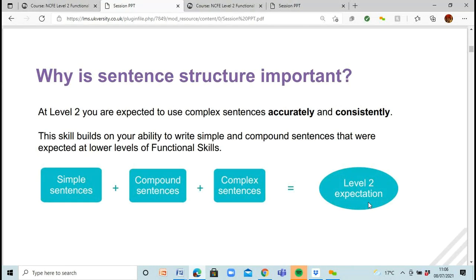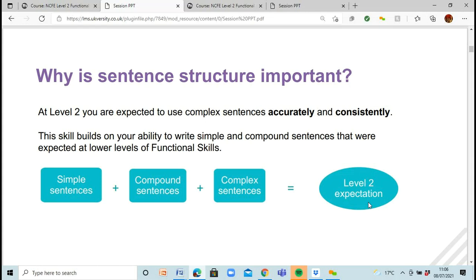So why is sentence structure important? It is important because it really does help you to formulate and make sense of what you're actually doing. So at the level 2 qualifications, you're actually expected to use complex sentences. Now, these should be accurate and consistent. Your ability to write sentences is built on this. So you start off with a simple sentence, which will turn into a compound sentence, and then it can be adapted into a complex sentence.